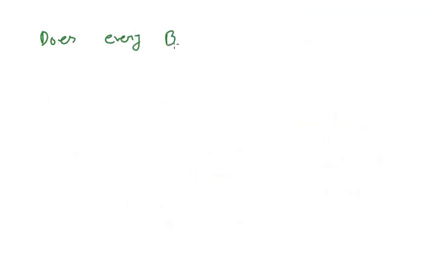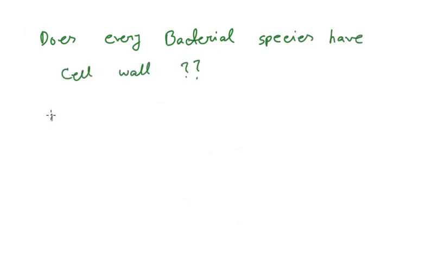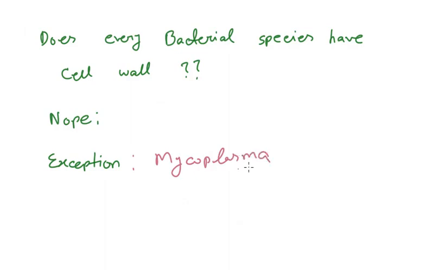So one trivia question: does every bacteria have a cell wall in this world? No, the answer is no. Not every bacteria has a cell wall. The exception is Mycoplasma. They are actually the smallest kind of bacteria found in the world, and they do not have any cell wall. In fact, they have a very characteristic cell membrane which contains a high amount of sterol, a very unique characteristic in this bacteria.